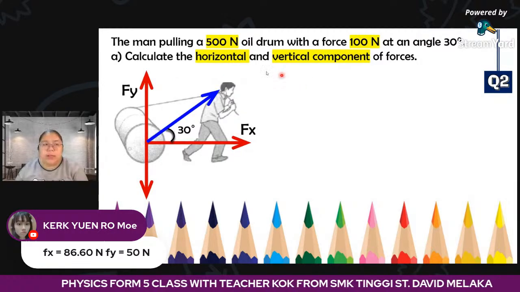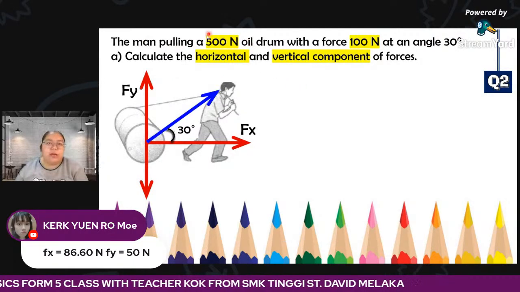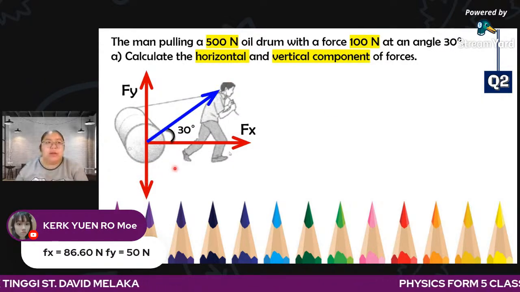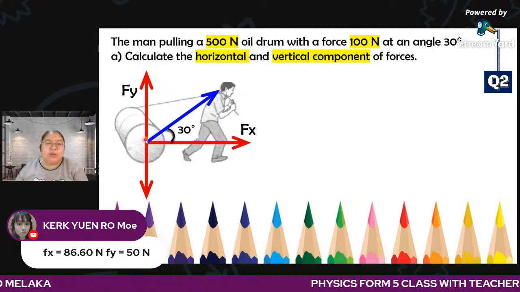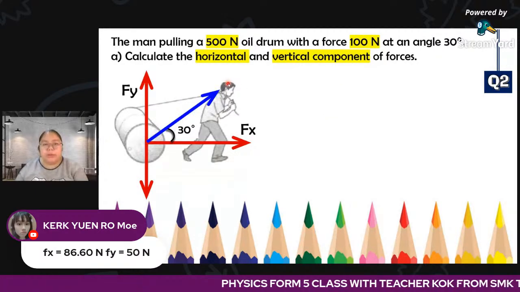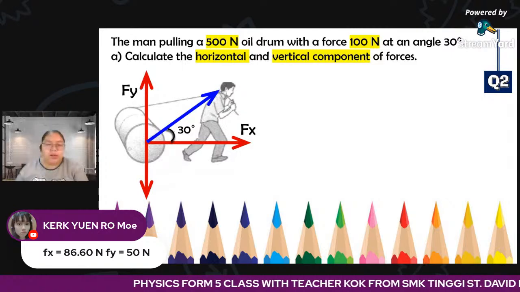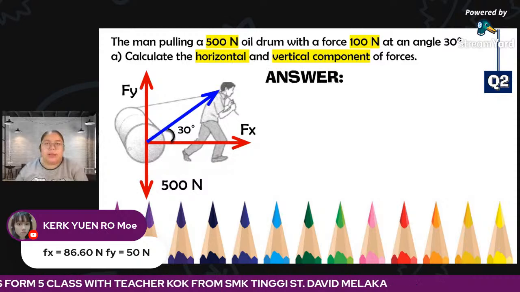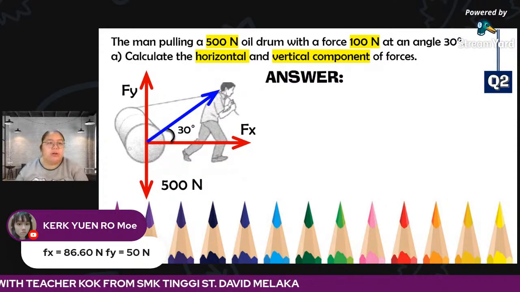Okay, wait. The man is pulling 500. Okay, 500 Newton, the oil drum is a weight. That's a weight, 500 going down. After that, a force of 100 is pulling. Don't make a mistake. So from here, we go to check. 500 is pulling down. Okay, the answer: we check whether it is correct or not.